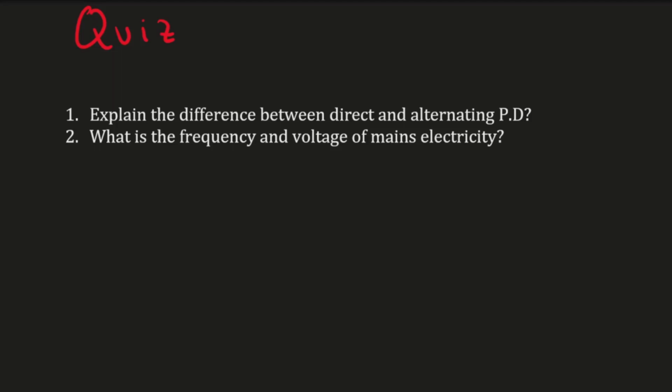Question number 2, what is the frequency and voltage of mains electricity? So we mentioned it at the end there. The frequency is 50 Hertz, and the voltage or the potential difference of mains electricity, that's the electricity you plug into, the electricity that goes into your homes. This is always at 230 volts.